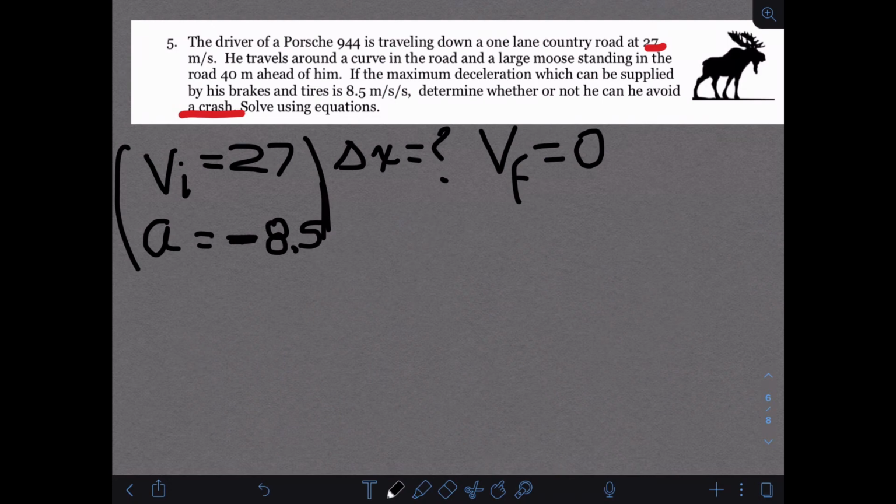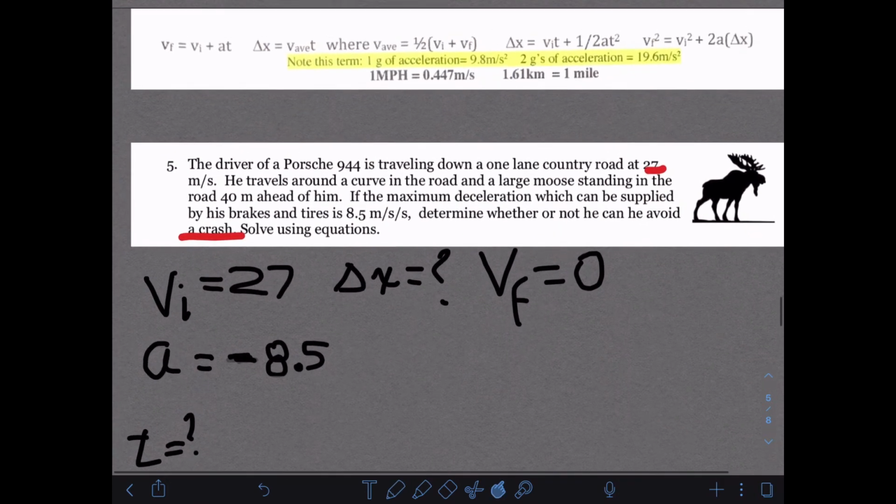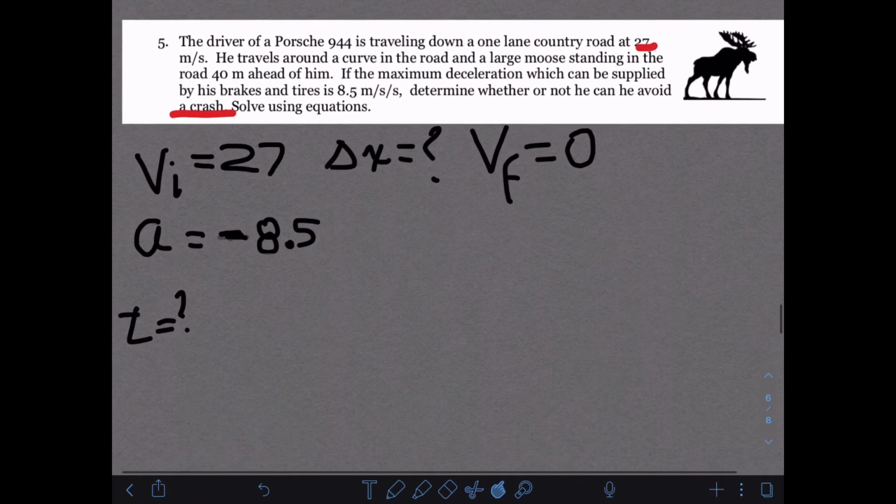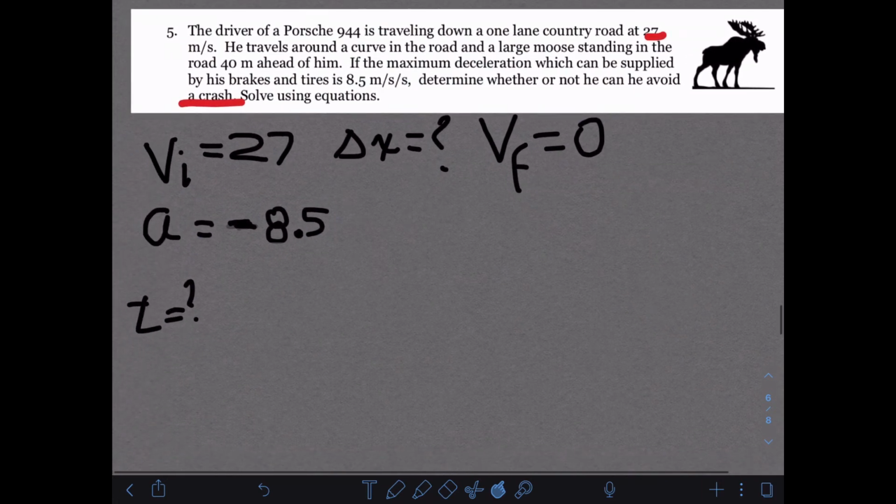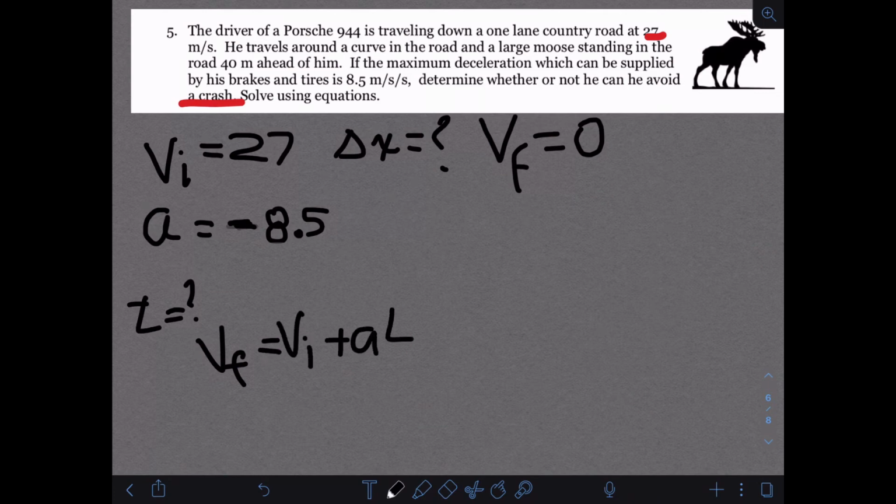So determine whether or not he can avoid the crash. Well, a couple different ways to do it. Let's do it the way a lot of guys may tend to do this initially. Say you don't immediately see how to do this with the equations that we have above here. Say that you said, I want to figure out the time it takes to stop. Okay, well, let's start with that one. So VF equals VI plus AT. This will tell you how long to stop.